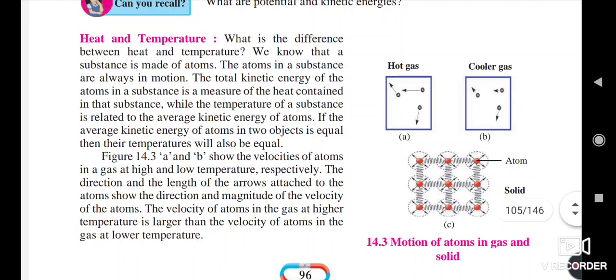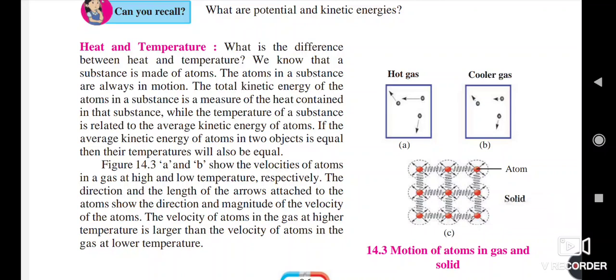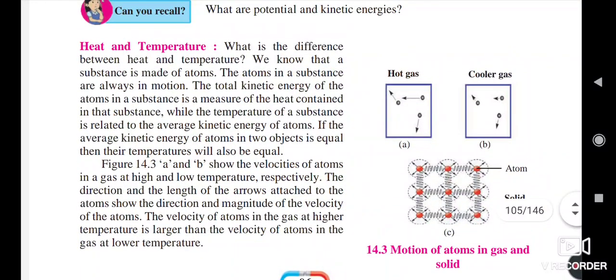So the next point is the effect of heat on the molecules of the gaseous state and solid state. Okay, so here is the point of heat and temperature. First we read that point, and after that we will get an explanation of it. Heat and temperature. What is the difference between heat and temperature?